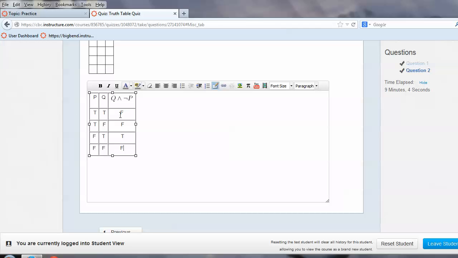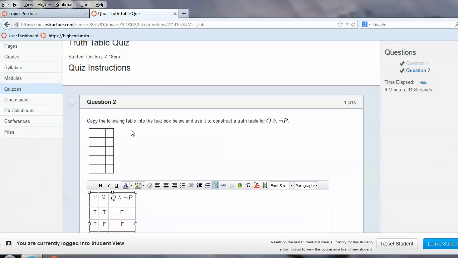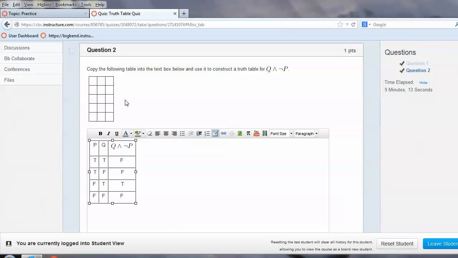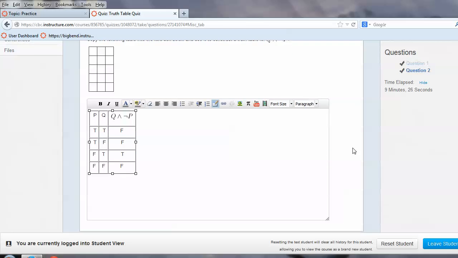Or in the case of something like your challenge this week and maybe on your midterm exam, you'll have a question like this where I'll give you the kind of structure of the table, I'll give you the boxes, and you just copy and paste those into the text box, and then you need to fill in the formulas at the top, and you need to fill in the truth values. Okay, so that's how you work with truth tables in Canvas.